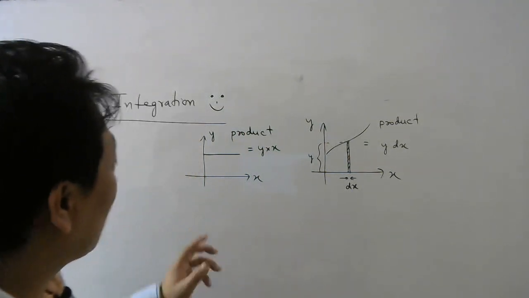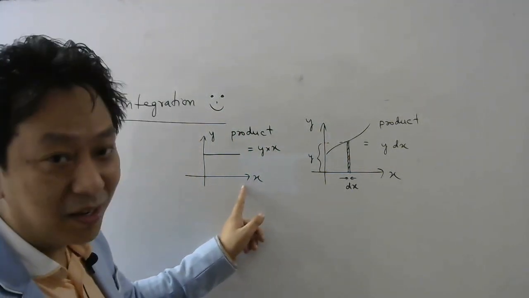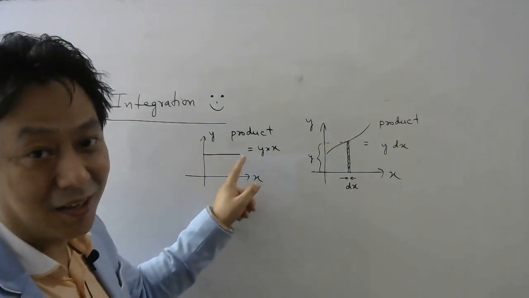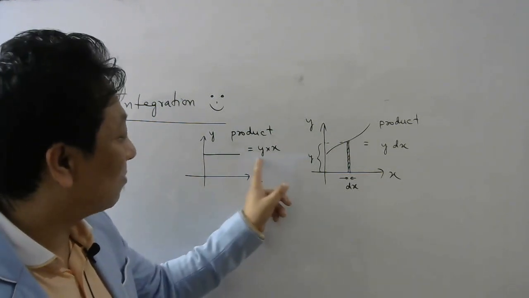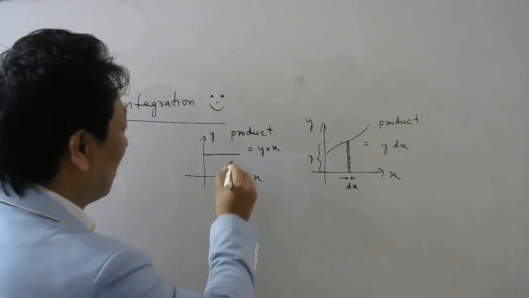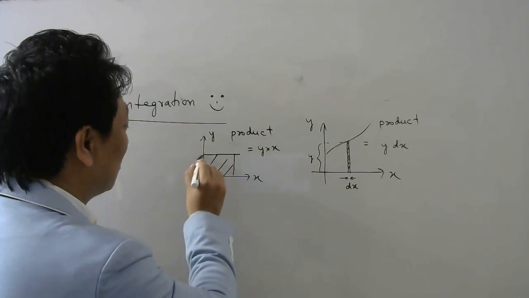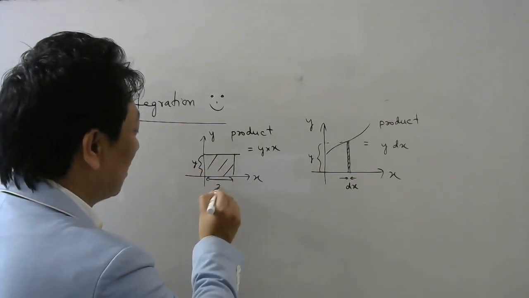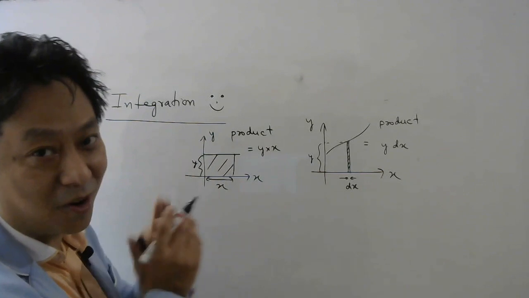Let me quickly discuss what it says. As you change the x variable, if your y is constant, then to find the product you can just multiply these two, because the area will be a rectangle, right? So this is y, this is x, so you can directly multiply to find the product.